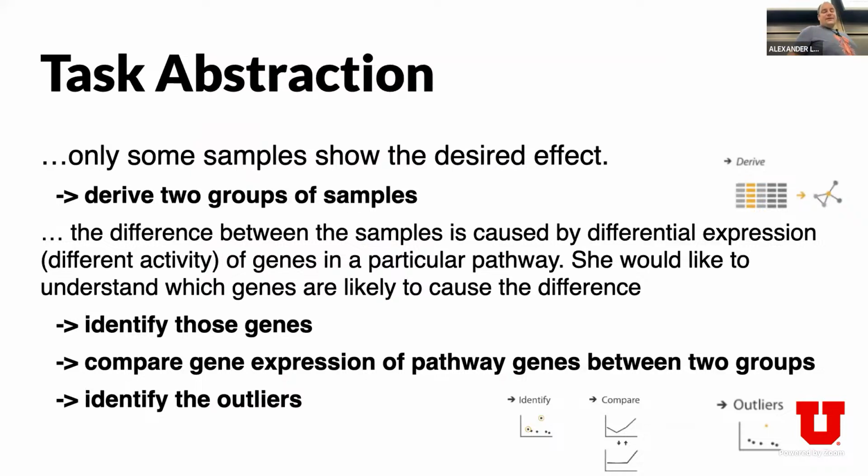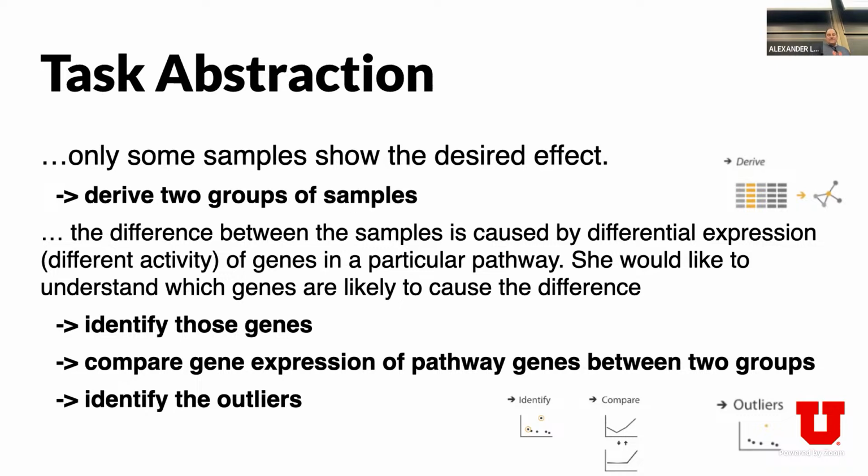For example, first we have that only some samples show the desired effect, right? So what we learned from this is it looks like we have two different groups of samples. So we probably want to compare those two different groups in some way. So we want to apply a derive operation to create a new categorical value that is adherent and non-adherent potentially, right? Or reacts to the drug or not.